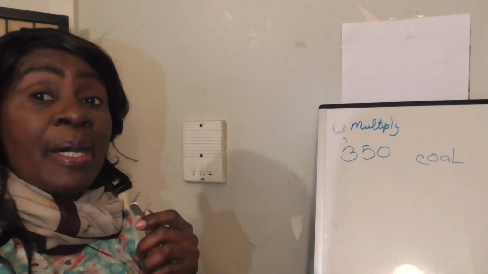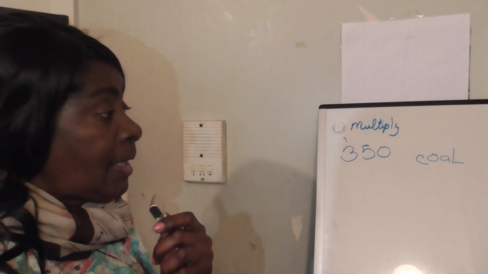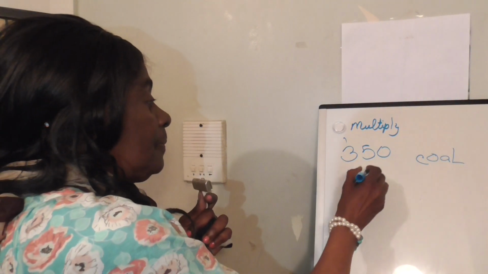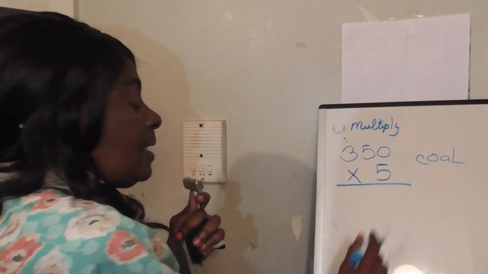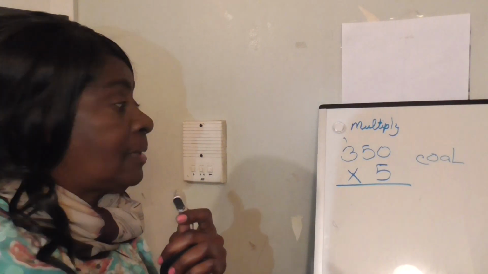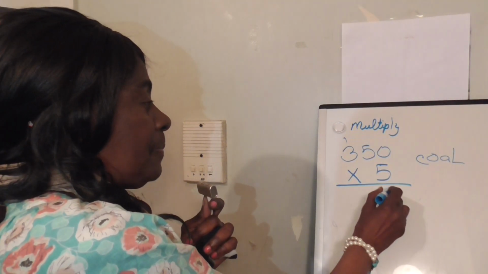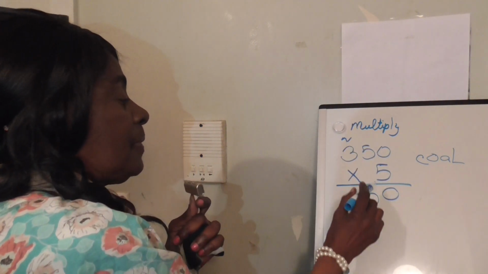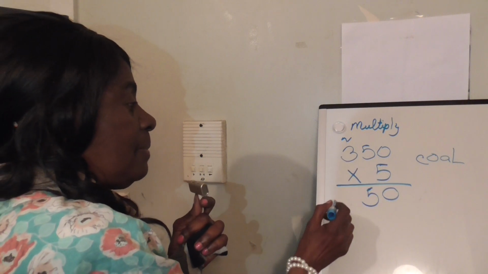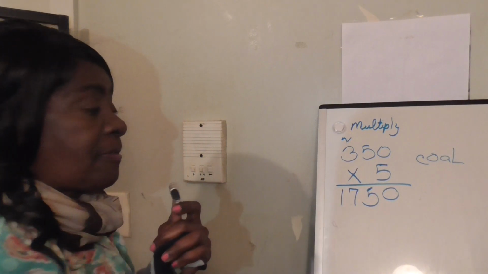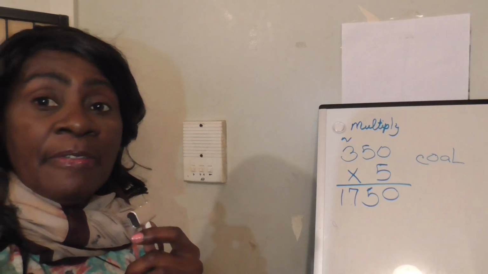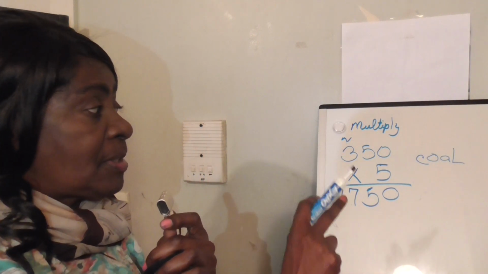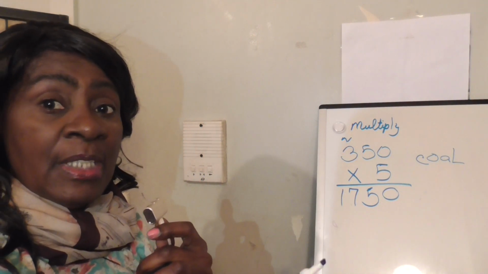What if we had 5 boxes of coal? And in each box, 350 pieces of coal. We'll multiply by 5 to find out how many pieces of coal we actually have. 5 times 0 is 0. 5 times 5 is 25. We're going to put the 5 here and carry a 2. 5 times 3 is 15, plus 2 is 17, so 1,750. So we have 1,750 pieces of coal all together, because we have 350 pieces of coal in each box.